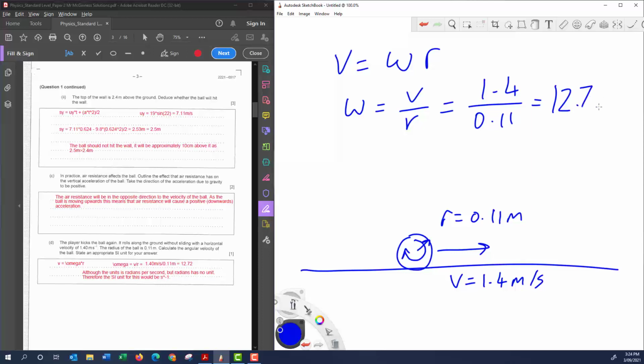And it's asking for an appropriate SI unit. Now, you could say radians per second. However, radians isn't actually a unit. It's like a dimensionless quantity. So really, this should actually come down to 12.7 seconds to the minus 1. That is the unit to put on your answer.